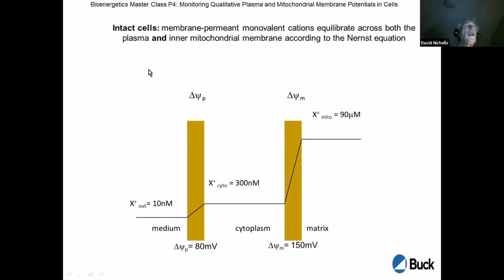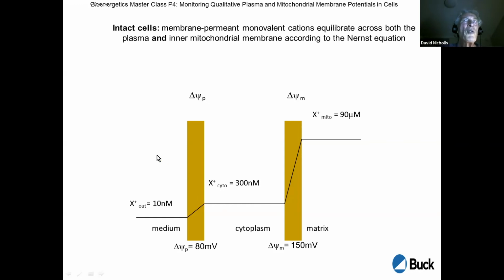So if we look at a cell with a plasma membrane and a mitochondrial membrane, and we say maybe it's a neuron with 80 millivolts of membrane potential across the plasma membrane, 150 across the mitochondrial membrane. Electrophysiologists normally give this a negative sign. We don't really bother with that, I'm afraid.